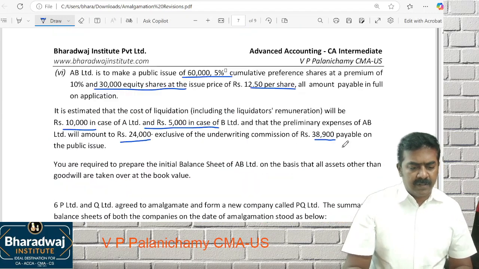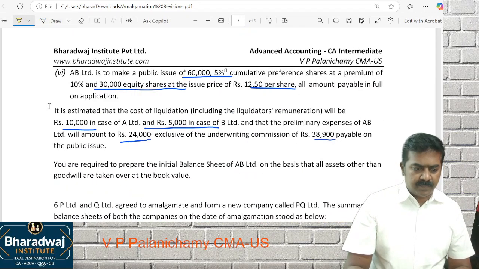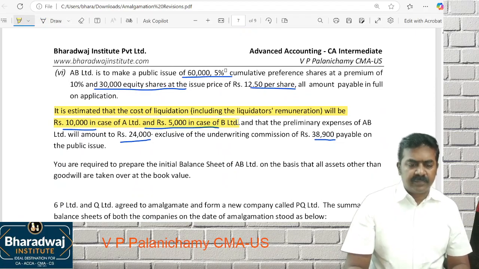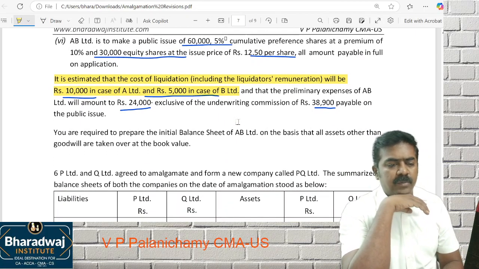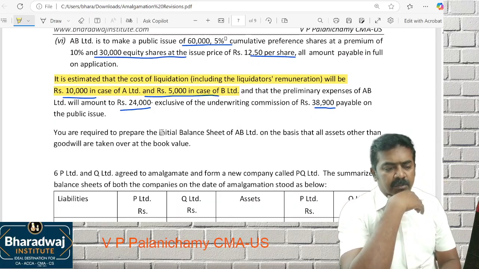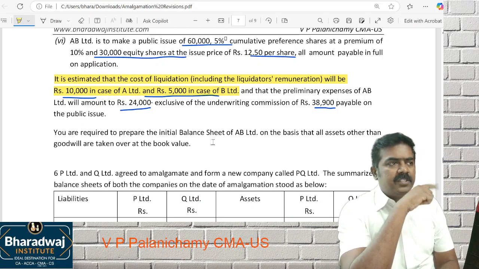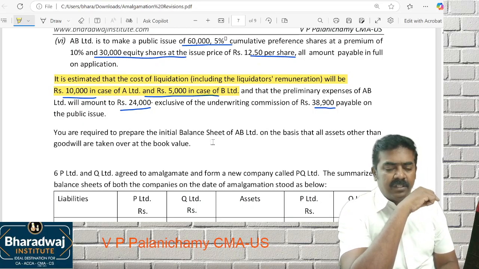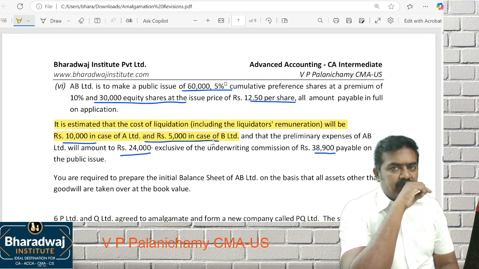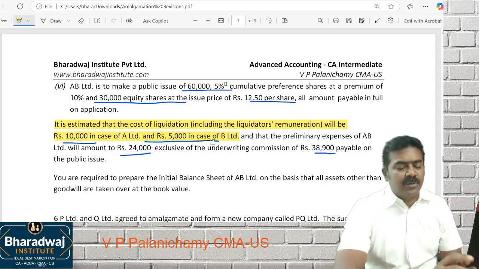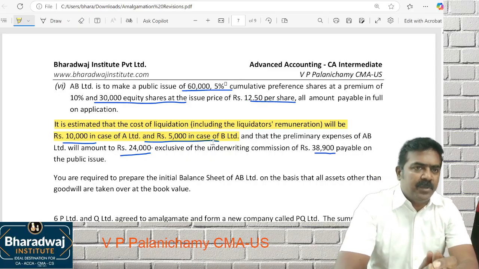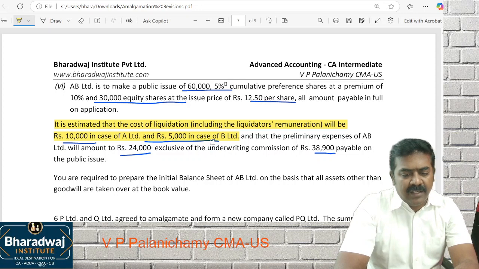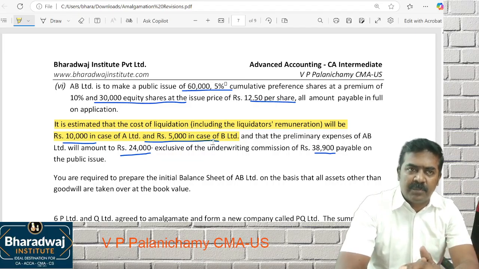Wait, most important, who has to bear the liquidation expenses? If nothing is given, liquidation cost has to be borne by which company? Selling company. What about preliminary expenses and underwriting commission? They should be in the books of which company? Purchasing company. Otherwise, liquidation cost means to close which company? Selling company. That cost has to be borne by the selling company. And what about the underwriting commission and preliminary expenses? That is to form AB Limited, or in the books of AB Limited. That entry will come in the books of what? Purchasing company.